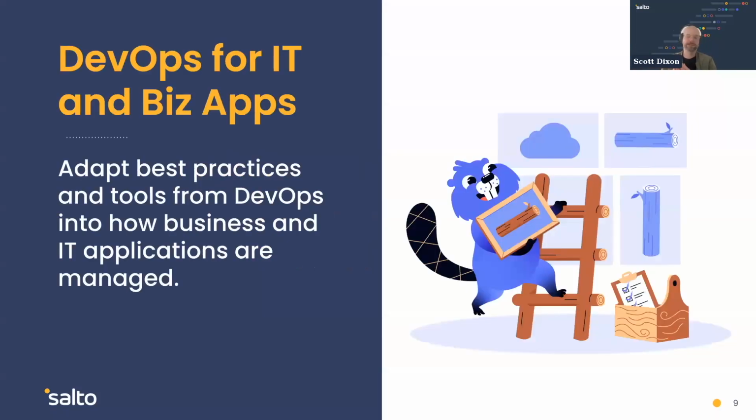And that's why we developed Salto. It's a DevOps tool for IT and business applications like Jira. We're able to adapt the best practices and tools from DevOps into how business and IT applications are managed.